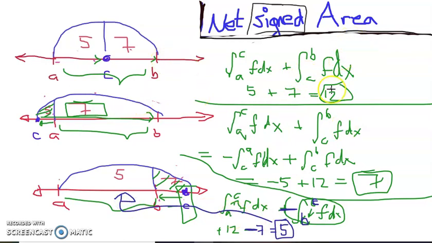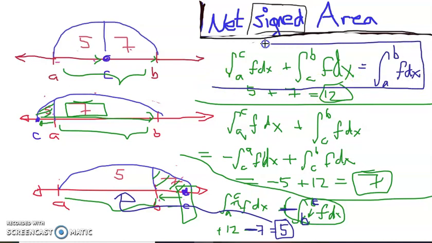So again, I want you guys to have written out the rule here, and I want you to understand that this is an extremely useful rule, and it doesn't matter where C is as long as you get this order correct. From A to C and then from C to B, that always gets you from A to B, regardless of where C is. All right.